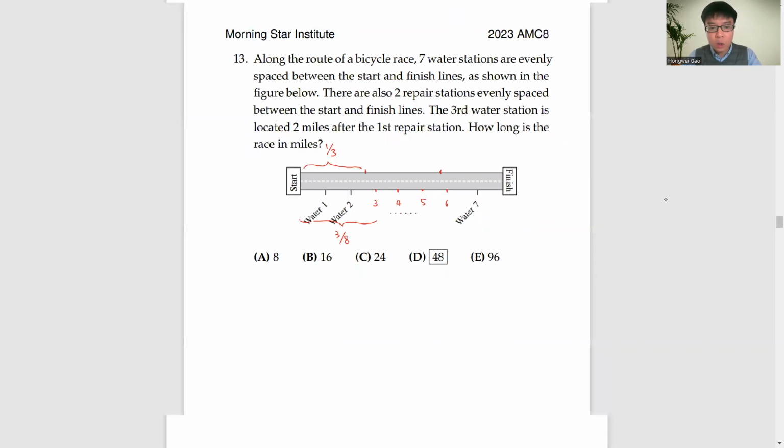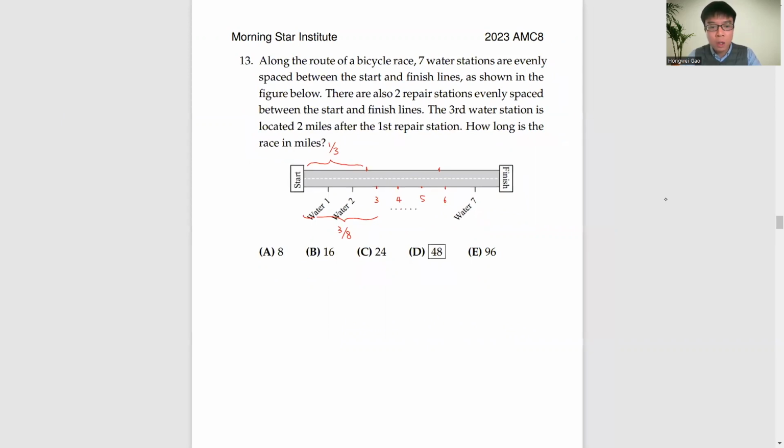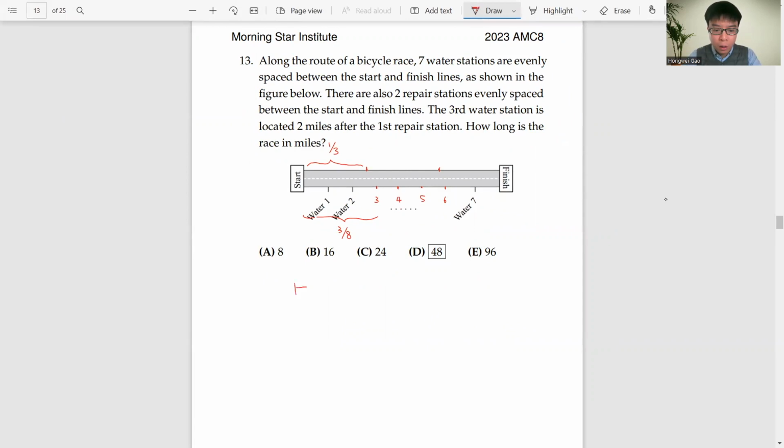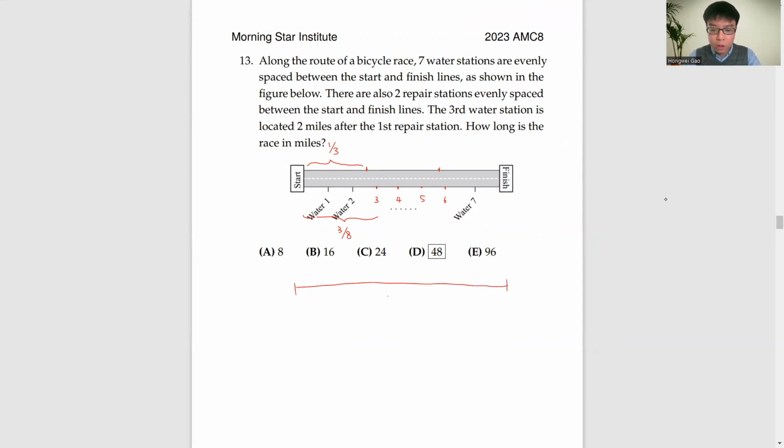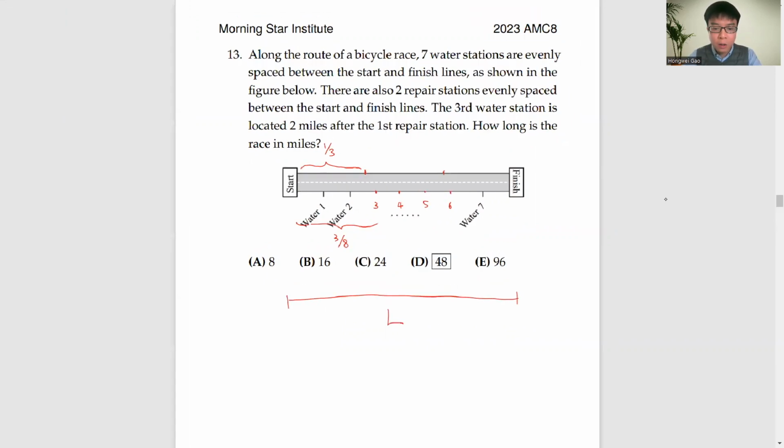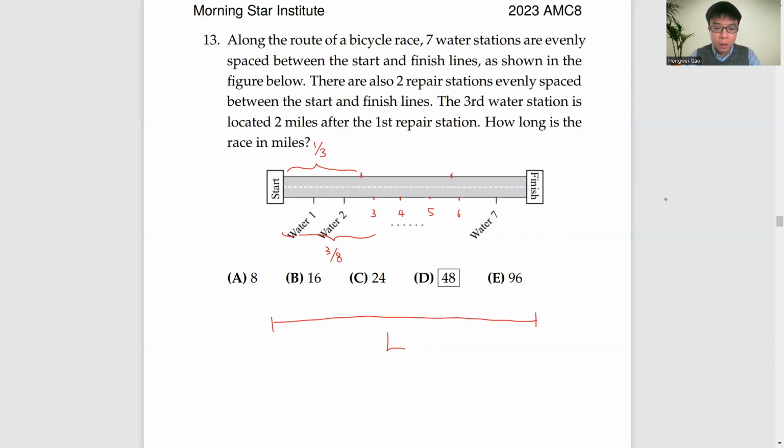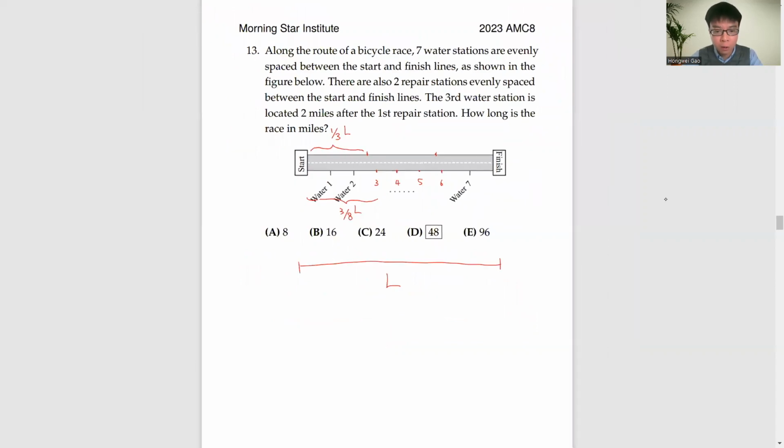Their distance is 2 miles. The question is, what's the length of the whole route? Now let's assume the whole distance is L. That means the third water station is 3 over 8 L from the start line. The first repair station is 1/3 of L from the starting line. Their difference is 2 miles.